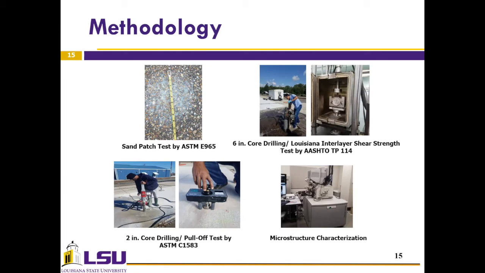Then, in order to characterize the tensile bond strength, we took 2-inch cores throughout our UTW, and we performed the pull-off test by ASTM C1583. From these samples, we obtained more specimens and conducted microstructure characterization.